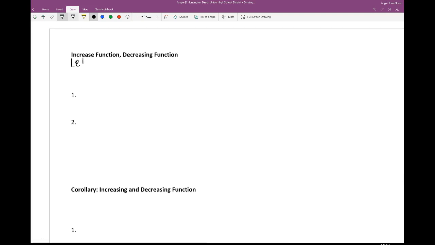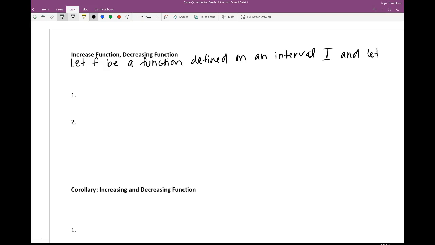So let f be a function defined on an interval. Let's call this interval I. And let x subscript 1 and x subscript 2 be any two points in interval I. Okay?